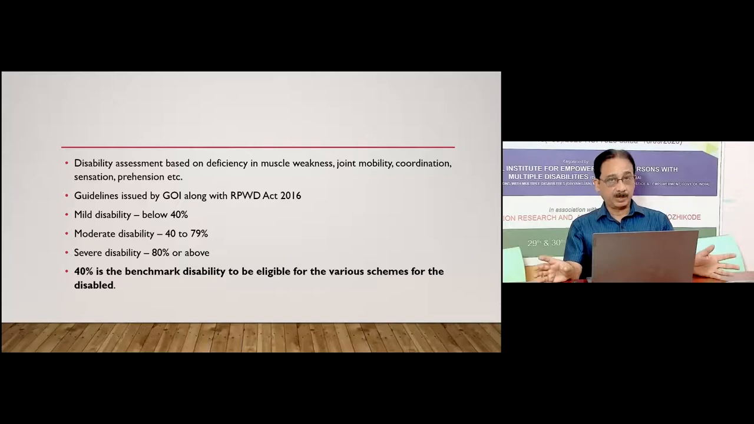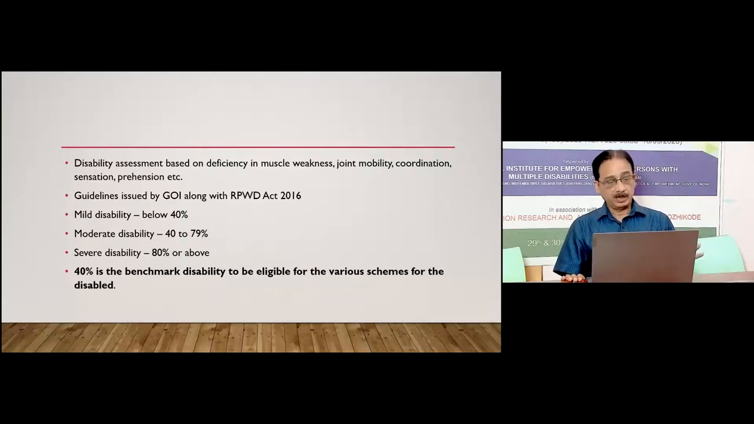and any disability having 80% or more is supposed to be severe disability. And the 40% is the benchmark disability to be eligible for various schemes for the disabled. Why is this benchmark disability set as 40%? Why don't we put it as 30%, 20%, so that more number of people will be benefited?